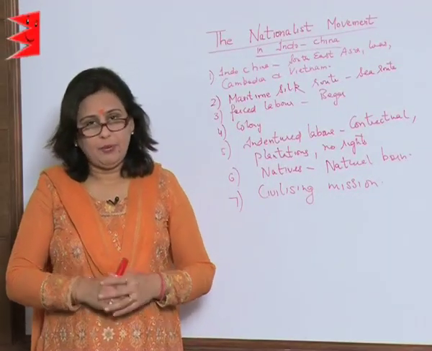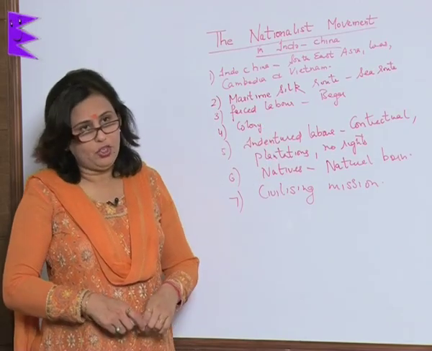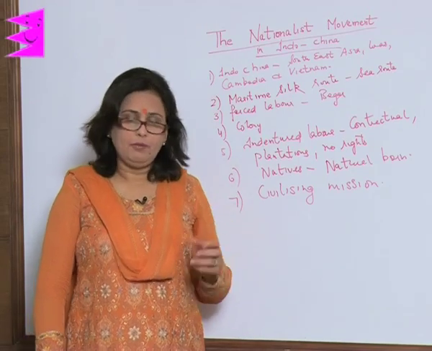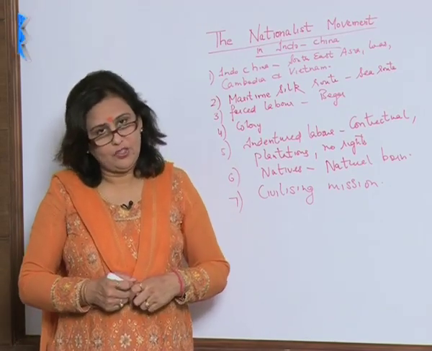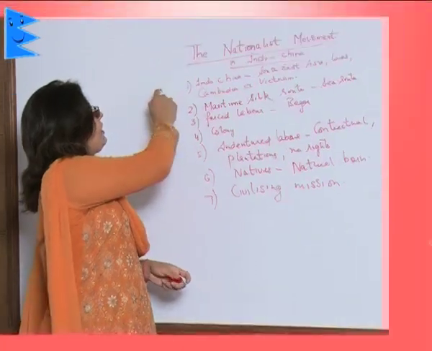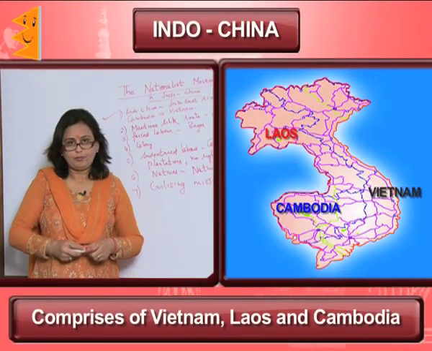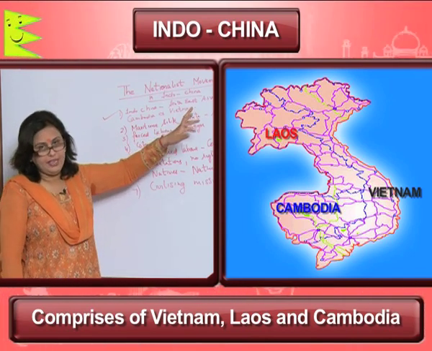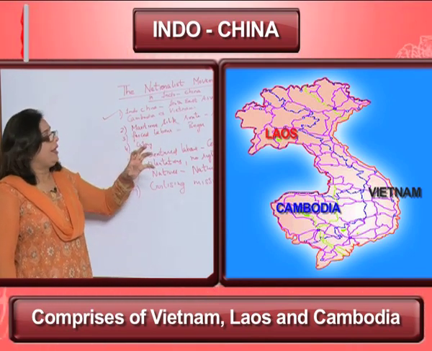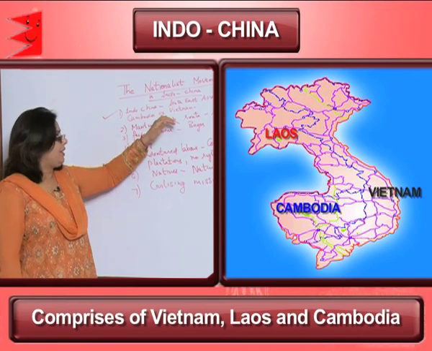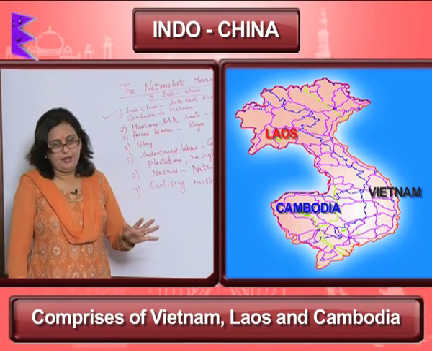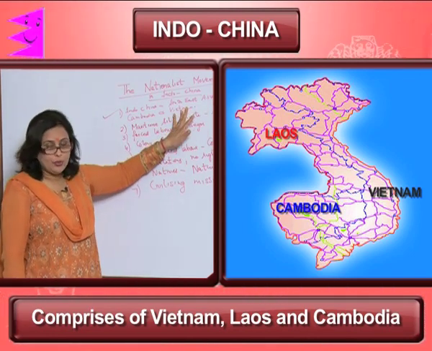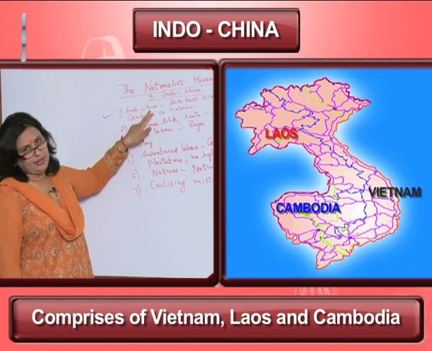Now, before I start with the nationalist movement in Indo-China, I am going to explain the meaning of a few difficult terms and concepts before I start the chapter. The first is Indo-China. Indo-China is that part of Southeast Asia where Laos, Cambodia and Vietnam are. So, three countries, Laos, Cambodia and Vietnam, together make up Indo-China.